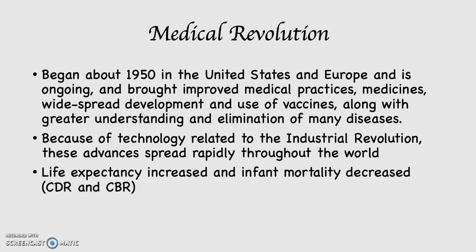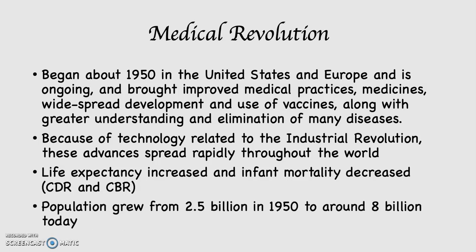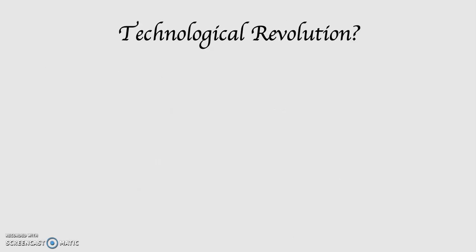Remember, crude death rate and crude birth rate are critical to natural increase rate. If more people are being born than die, population goes up. If more people are dying than are born, population goes down. Well, what did this result in? Longer life expectancies, so more people staying on the planet, and younger people not dying. Back in the past, it was common that children died. Population grew from about 2.5 billion in 1950 to around 8 billion today.